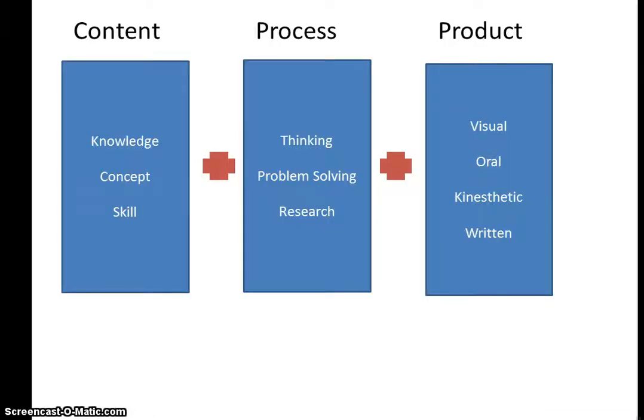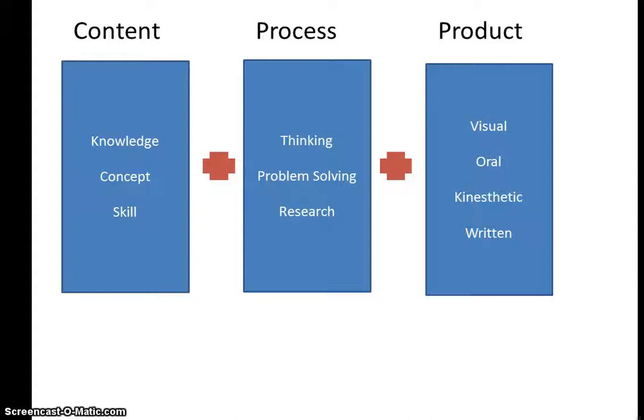So here we're going to look at the content, the process, and the product, and these three things go hand in hand. I want to caution you, you do not need to differentiate the content, the process, and the product for every single unit. You will wear yourself out. The content looks at the knowledge, the concept, or the skill, and often how the information is presented, whether it's varying levels of reading material, lecture, etc.